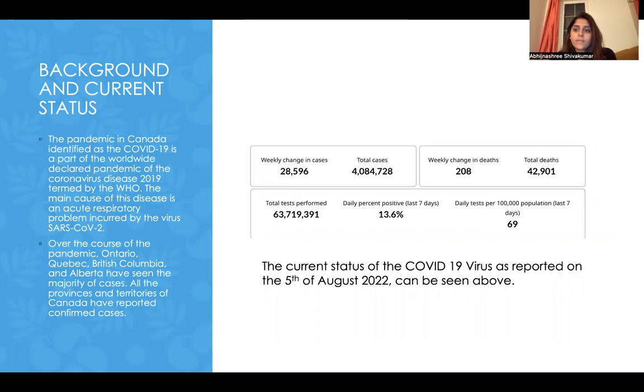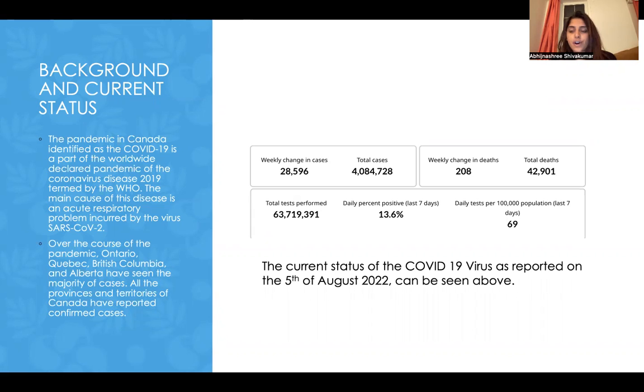As we all know, most of the countries remain affected by the pandemic, and Canada was one of them. Although Canada was one of the last countries to get the vaccine as they did not produce one of their own, they have tackled the virus very efficiently in comparison to other countries. Over the course of the pandemic, Ontario, Quebec, British Columbia, and Alberta have seen the majority of the cases, and all these provinces and territories have reported not only cases but also deaths.